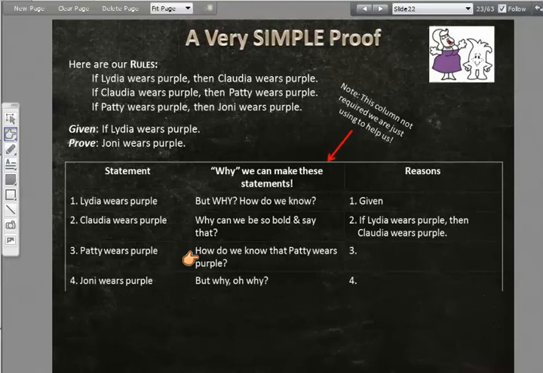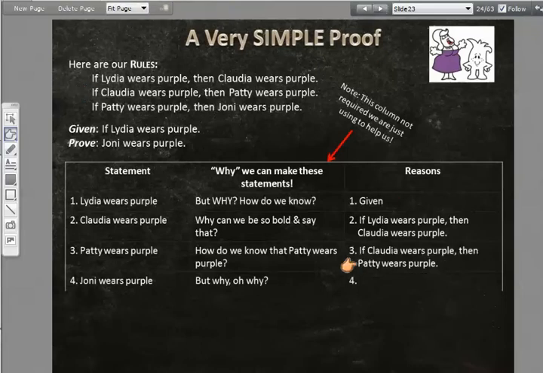Statement number 3 says Patty wears purple. Well, how do we know Patty wears purple? Let's go back to our rules. It says, if Claudia wears purple, then Patty wears purple. So that's what you're going to put right here. That's your reason, that second rule.